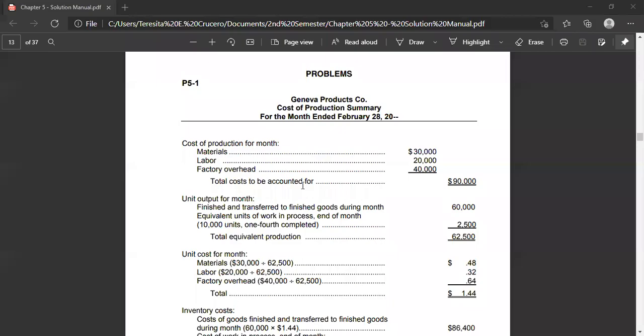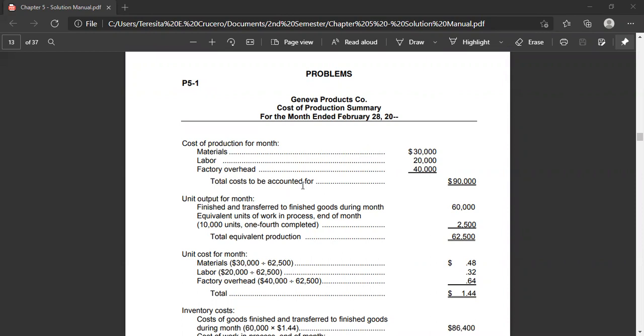Let's take up problem 5-1. The products company produces a latex paint and uses the process cost system. Materials, labor, and overhead rate are added evenly throughout the process. The following information was obtained from the company's accounts at the end of February.